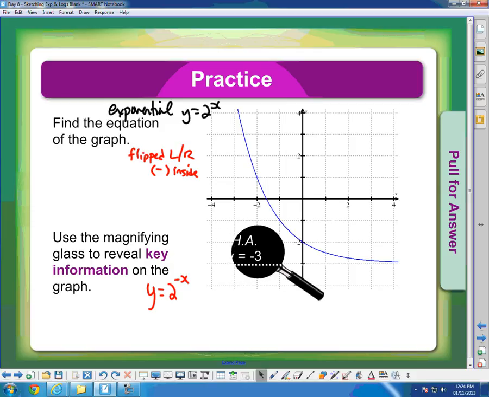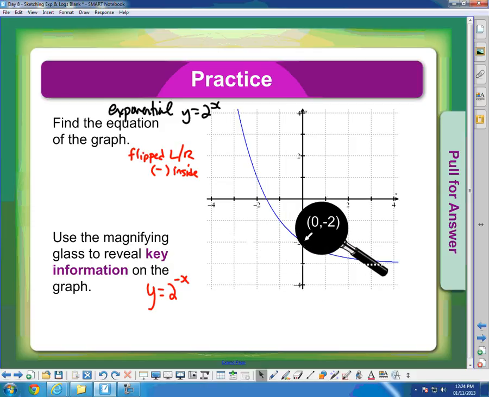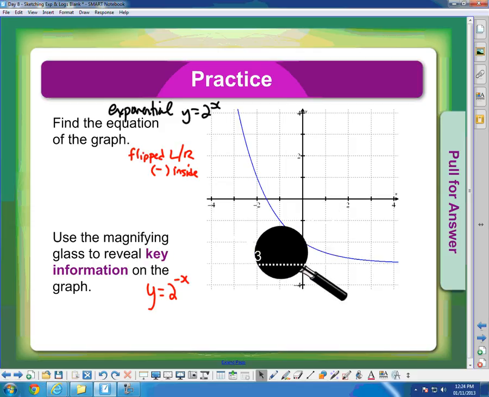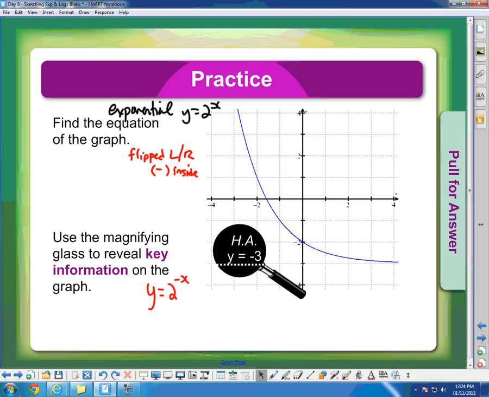So there's two things here. Okay, I've got a point right here at 0, -2, and I've got a horizontal asymptote. There's another big clue that the horizontal asymptote tells me that it's an exponential. Okay, horizontal asymptotes are in exponential, vertical asymptotes are in logarithmic. And the horizontal asymptote is down here. So that must mean that it's moved down 3. So I'm going to have a -3. So far that looks like a possible answer.